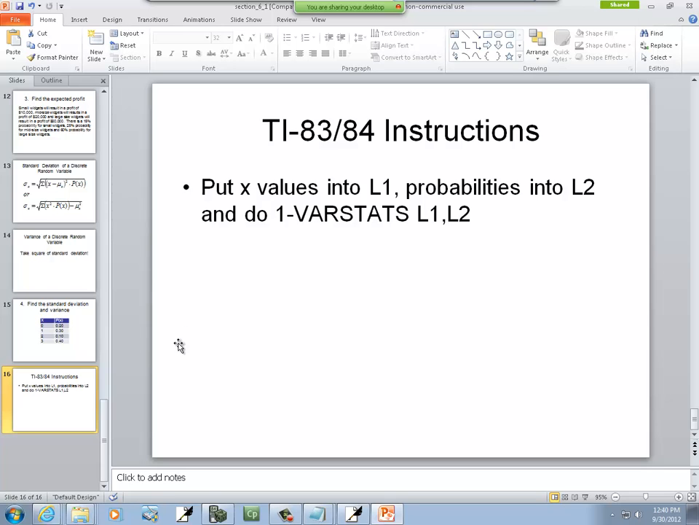Just to recap what we've been going over here, for TI-83, TI-84 instructions, I put x values in L1, probabilities in L2, and then you do one-var stats L1, comma L2.